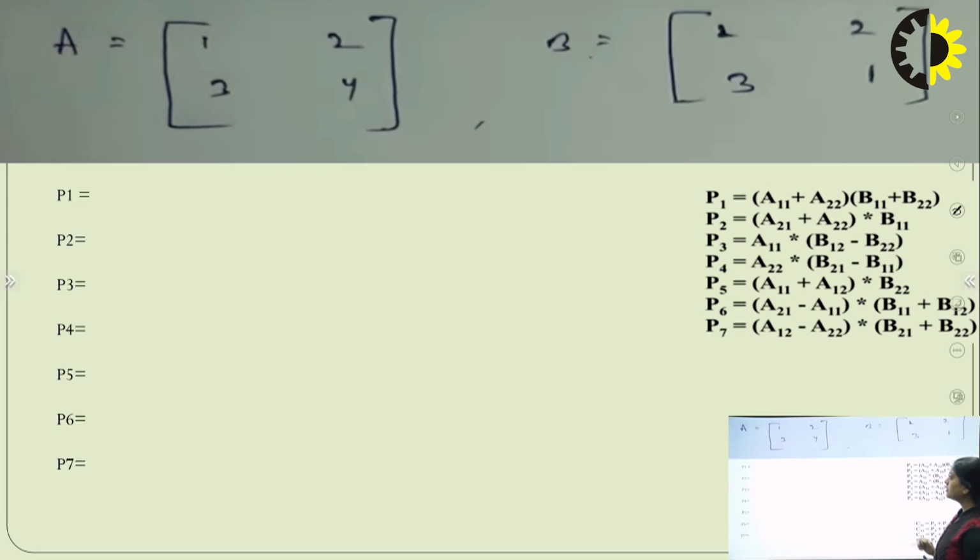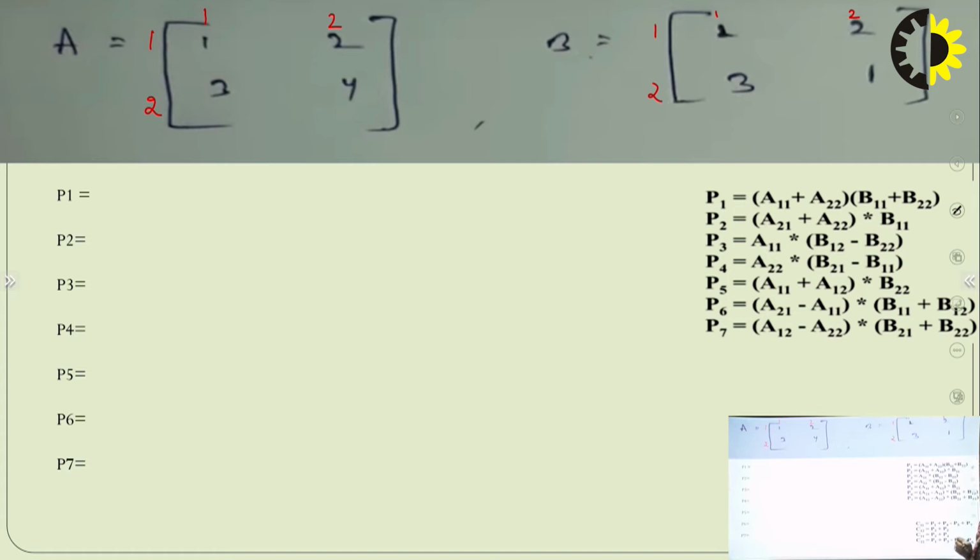Now this is the example. Here 2 matrices are there. A matrix, the values are 1, 2, 3, 4. B matrix, the values are 2, 2, 3, 1. So I am just indicating: this is row 1 and this is row 2, this is column 1 and this is column 2. For the B matrix, this is row 1 and this is row 2, this is column 1 and this is column 2.